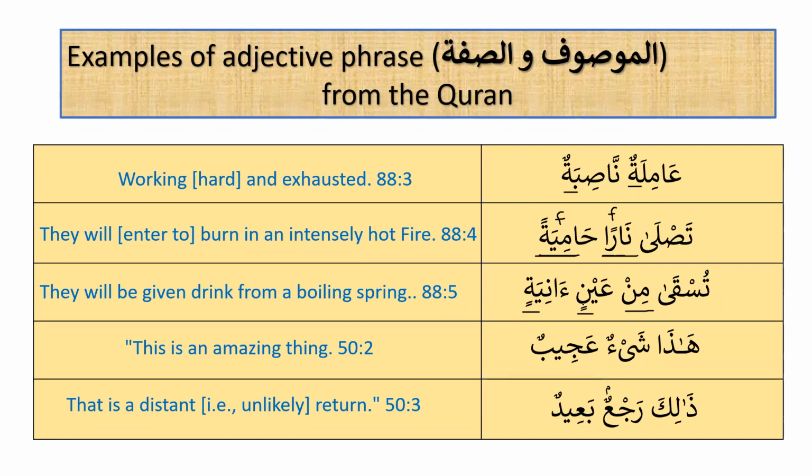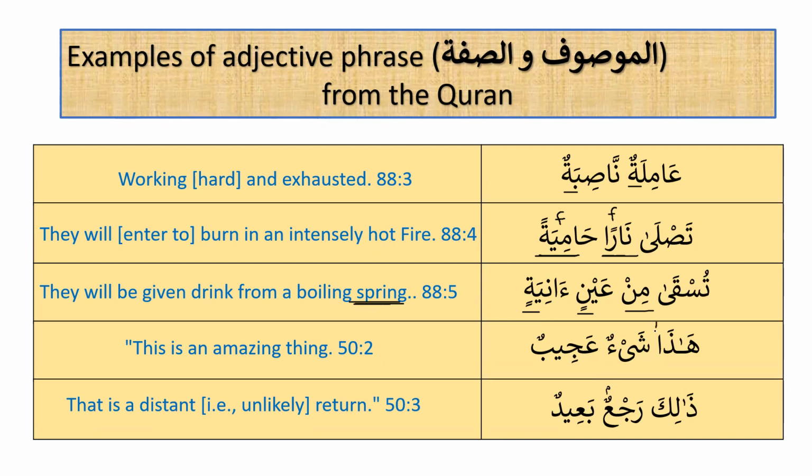Also, please remember that ayn means an eye, and also ayn means spring, and both of them in Arabic are feminine, fountain or spring. So whether you use it in the context of spring, it will be feminine, or whether you use it in the context of the eye, it will also be feminine. In the Quran, it is used as spring. They will be given drink from a boiling spring. Min aynin aniyatin.